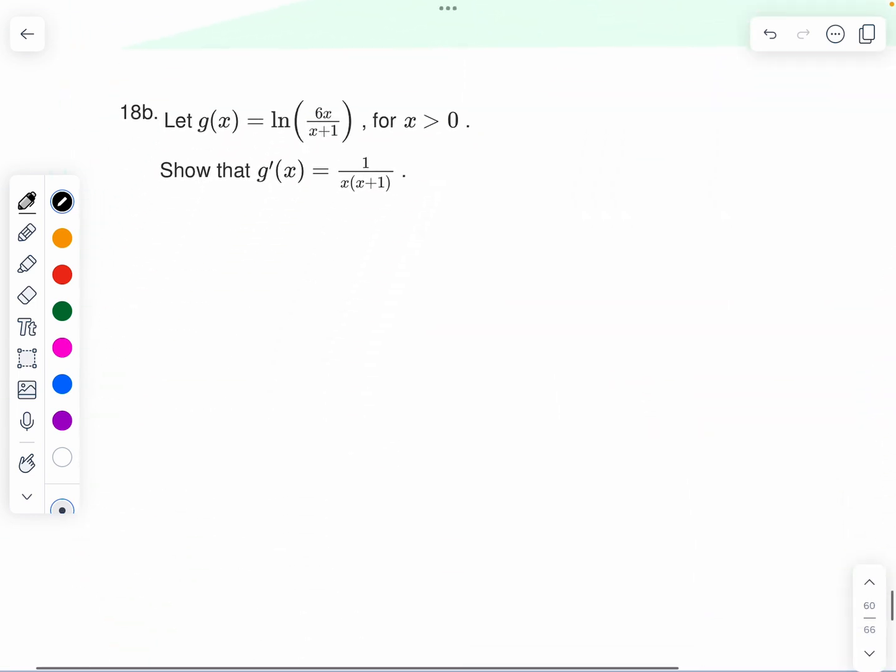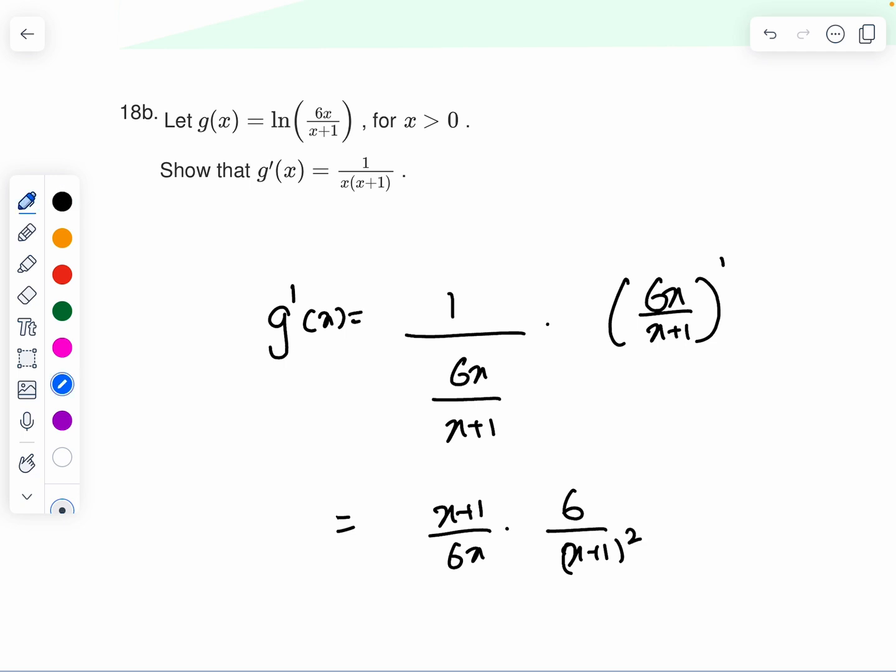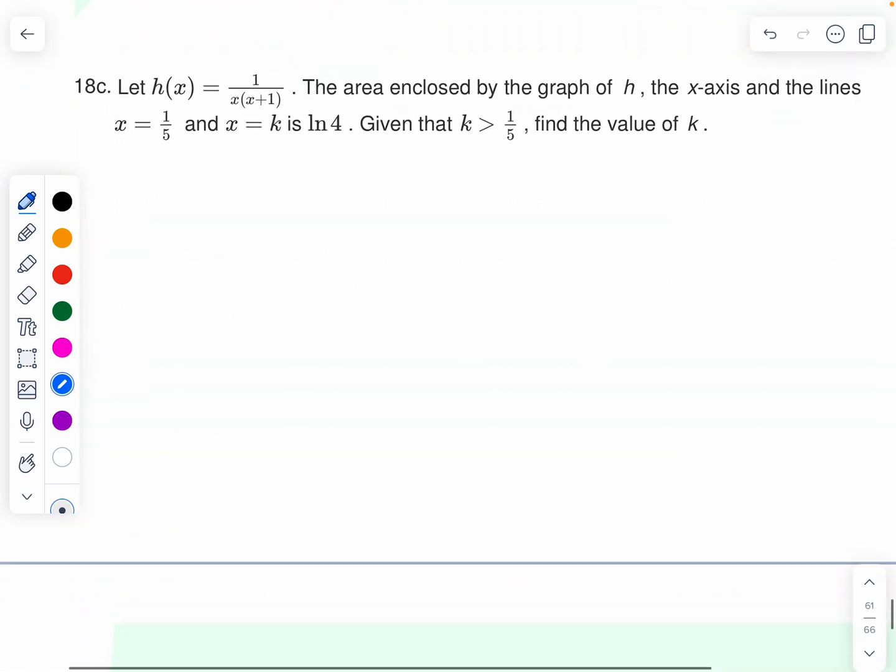G of x equals ln of 6x upon x plus 1. Show that g prime x is 1 upon x times x plus 1. So g prime x equals the derivative of ln, which is 1 upon 6x upon x plus 1, times the derivative of 6x upon x plus 1. Just now we found its derivative is 6 upon x plus 1 whole square. Now 6 and 6 cancel, x plus 1 cancels. So what should be the answer? 1 upon x times x plus 1.